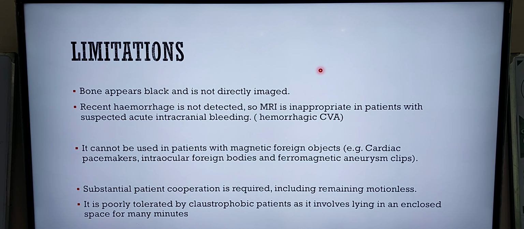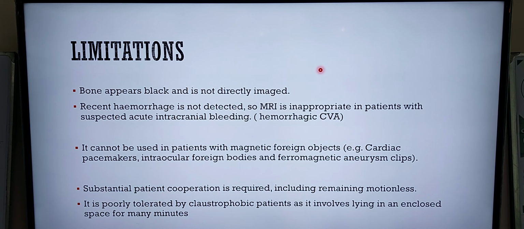And it cannot be used in patients with magnetic foreign objects like cardiac pacemakers, intraocular foreign bodies, and ferromagnetic aneurysm clips. Patient cooperation is very much required, and the patient has to remain motionless. The patient cannot move. It is poorly tolerated by claustrophobic patients as it involves lying in an enclosed place for many minutes.